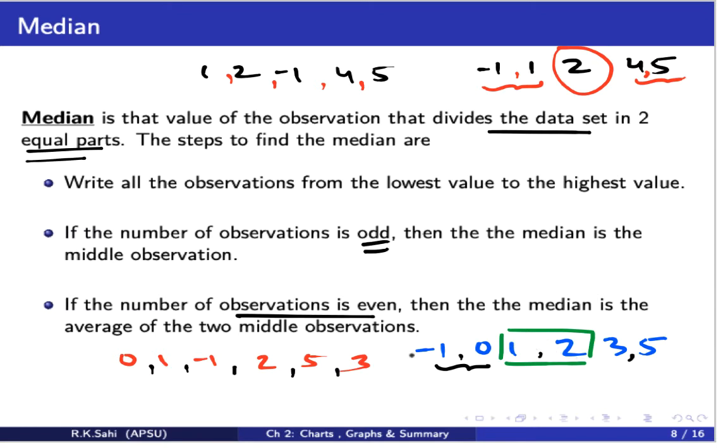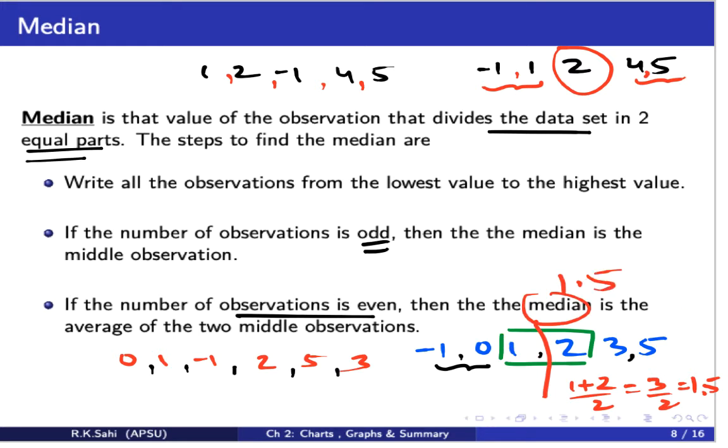So what you're going to do is find the middle observation, which is lying right in the middle of it. How do we find this one? We add the two terms next to that vertical line. So it's 1 plus 2 divided by 2, 3 divided by 2, 1.5. So here the median is 1.5.